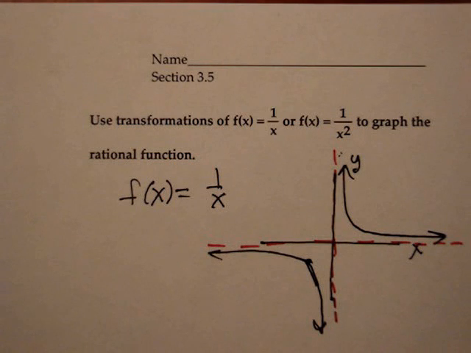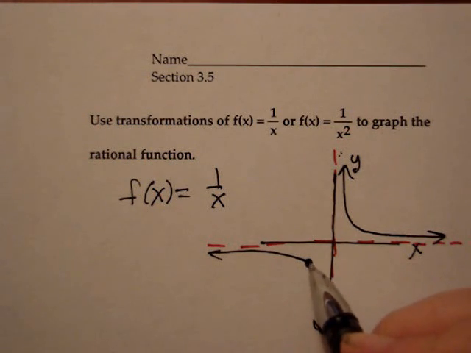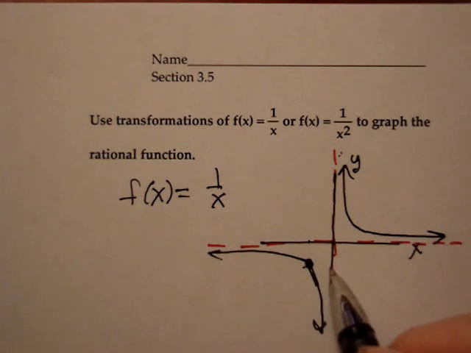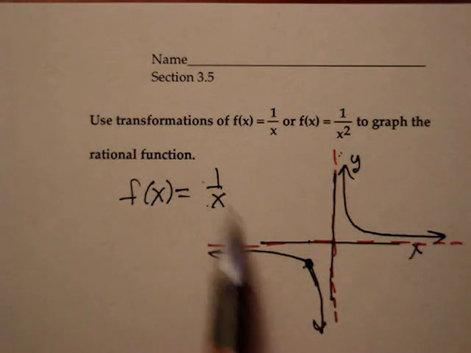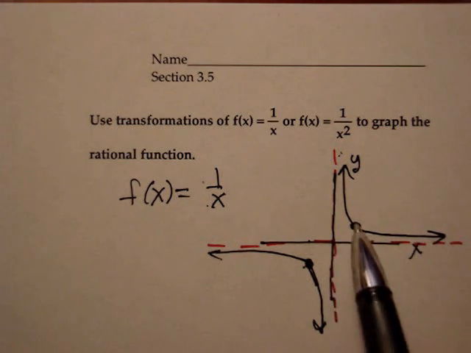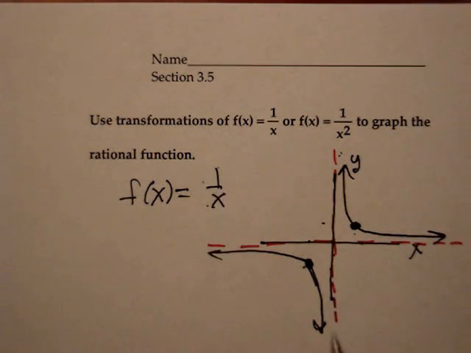You can verify that these are the pieces by plugging in some numbers. So here's a couple reference points. This point right here is at -1, -1, because if x is -1, y is -1. This point right up here is at +1, +1, because if x is +1, y is +1. So that's our first basic graph. We're going to be shifting that around.